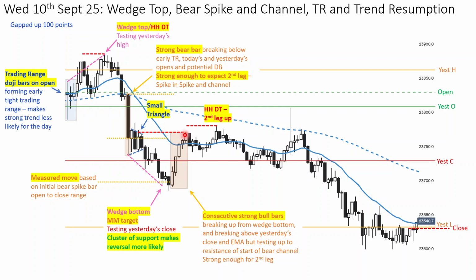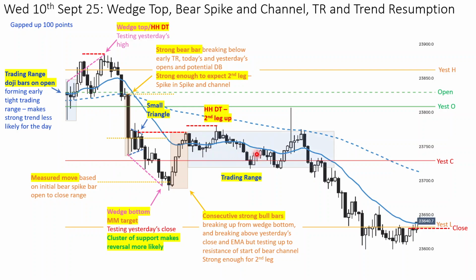From there we had a small two-legged pullback, and while this initial bull spike is strong enough for a second leg, it's not always symmetric, and we did have a second leg breaking slightly above it, forming a higher high DT, fulfilling the minimum requirements for a second leg up.